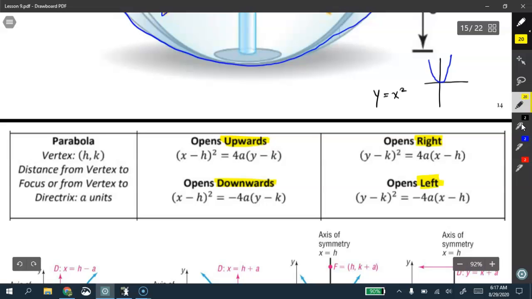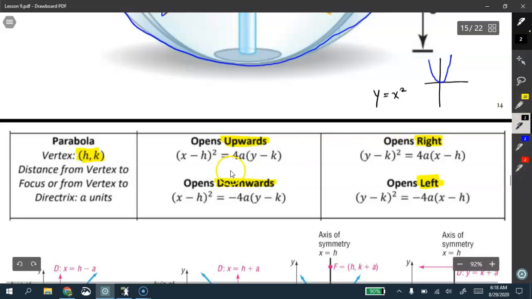So you want to pay special attention to the things that make the parabola behave and work in a certain way. First things first, a parabola has a vertex, and the vertex is at the point (h, k). You'll notice that every single one of these equations has an h and a k. And you'll also notice that the h is always written along with the x's, and the k is always written along with the y's.